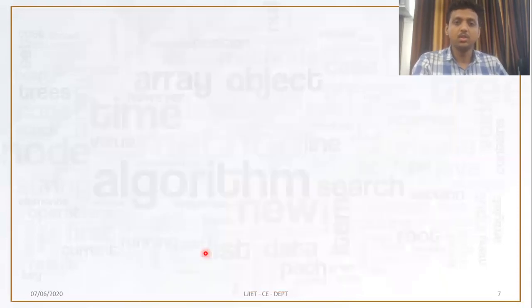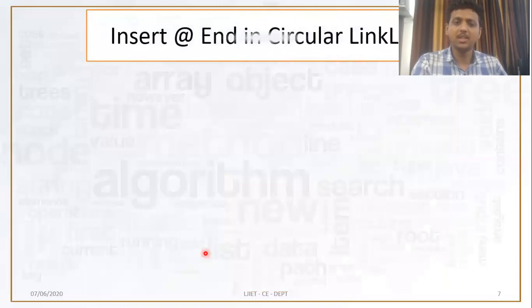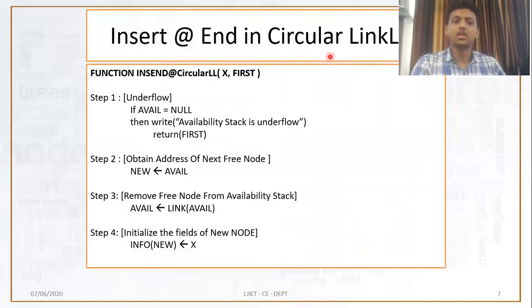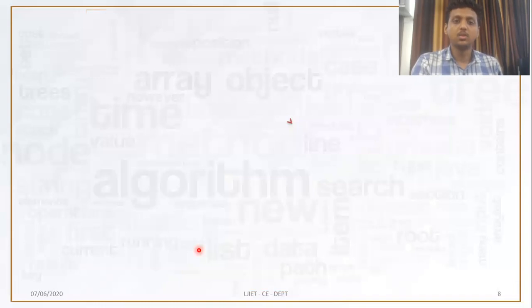Okay. So I'm just giving you a little bit of an example. I'm taking one algorithm, insertion, in a circular linked list. All steps are the same as in a single linked list. First we need to check avail is equal to null. Then we need to obtain new to avail. Then avail to link of avail. Then add info to X. Fine. I'm not going to set the link over here.